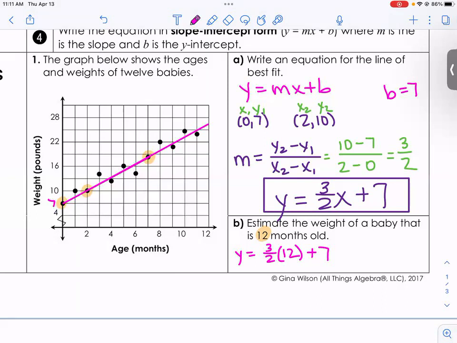I think it's 25. Kids, you can do it. It's actually 25. So about 25 pounds, which is kind of what you were thinking, right? It was exact. Oh my goodness.